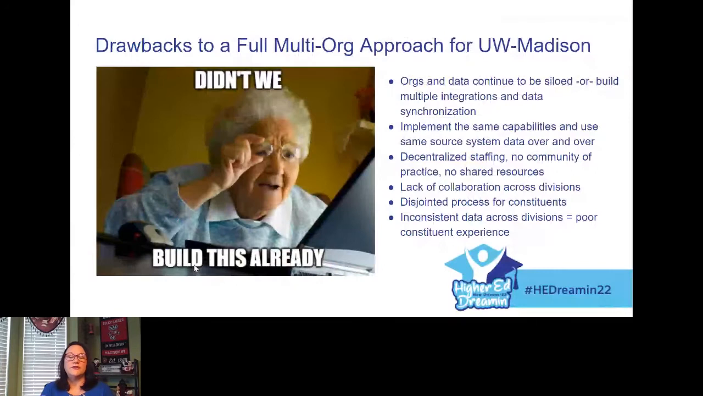So these are the drawbacks for us for a full multi-org approach. And I labeled this slide very carefully because I know many of you out there may have multi-orgs at your institution and they might work for you. But for us, these are the drawbacks. Our orgs and the data would continue to be siloed, and that is not what we want. Remember, when we're talking about OneBadger, this is the seamless experience. This is collaboration. We don't want those silos.